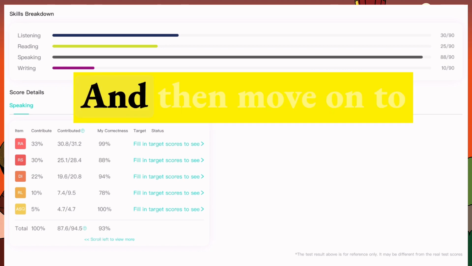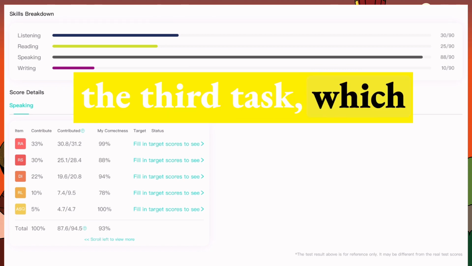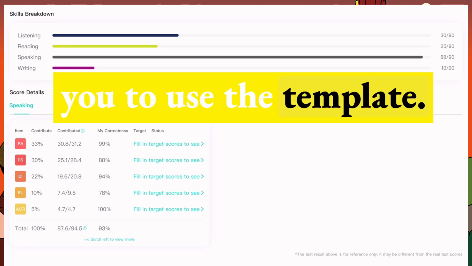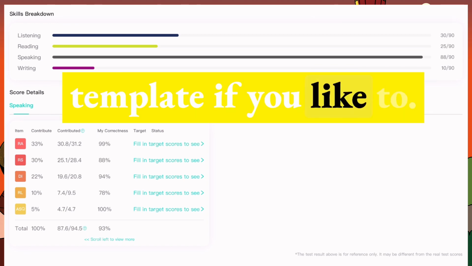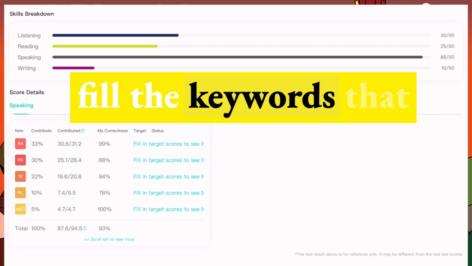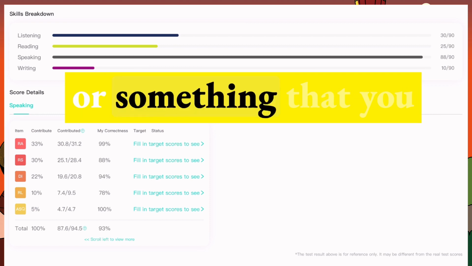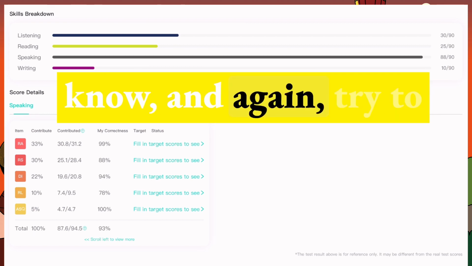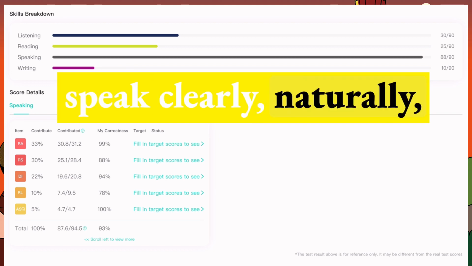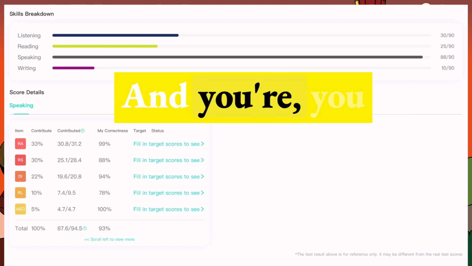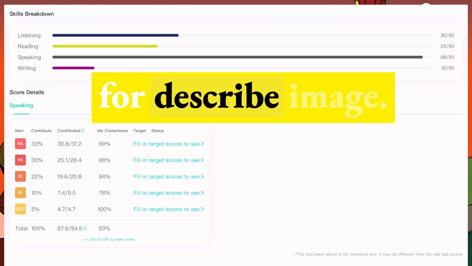Okay? And then move on to the third task, which is describe image. I highly recommend you to use the template. You can use my template if you like, and then you can try to fill in the keywords that you see on the screen or something that you can think about. Again, try to speak clearly, naturally, and focus on the fluency, and you are going to be fine for describe image.